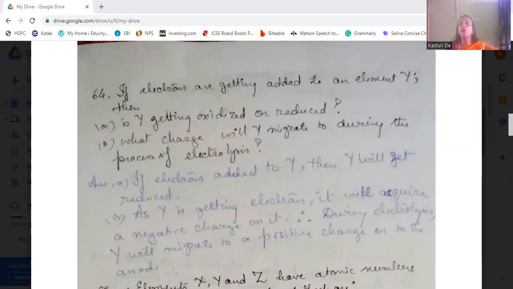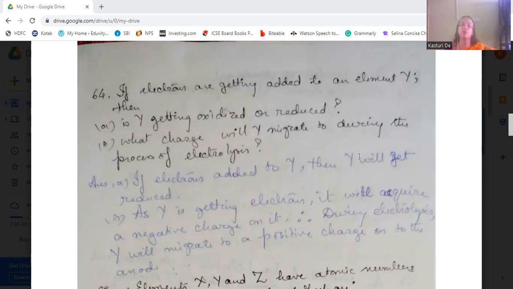So what happens? As Y is being reduced, why? Because it is gaining an electron. Electrons are being added, so it's gaining electrons, therefore it is reduced. As it is reduced, it will gain a negative charge. And as it has a negative charge, during electrolysis it will be attracted to a positive charge, that is, towards the anode.